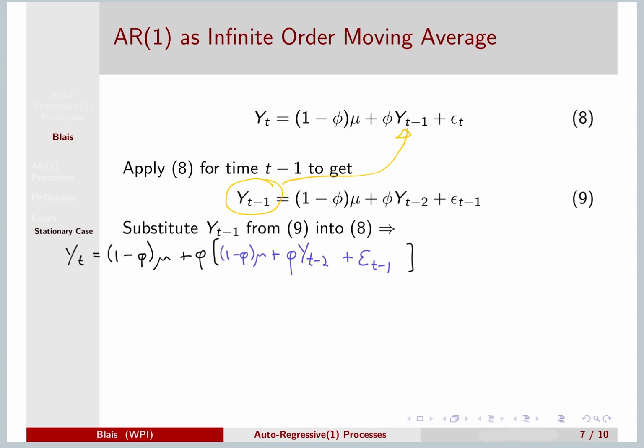And then we still have our epsilon t. And let's simplify this a bit. So we have 1 minus phi times mu plus phi minus phi squared times mu plus phi squared y t minus 2 plus phi epsilon t minus 1 plus epsilon t.